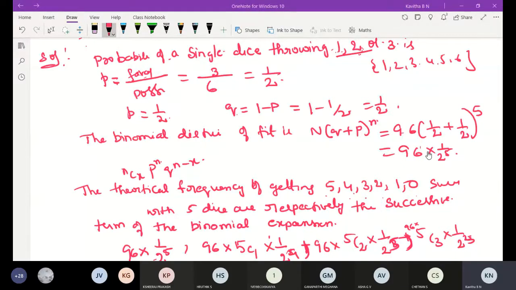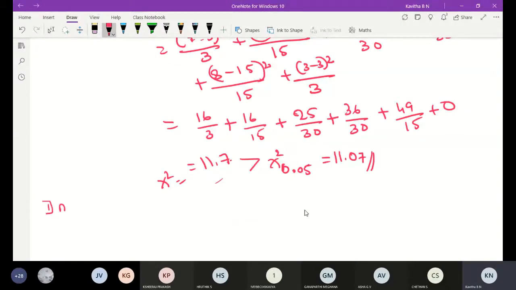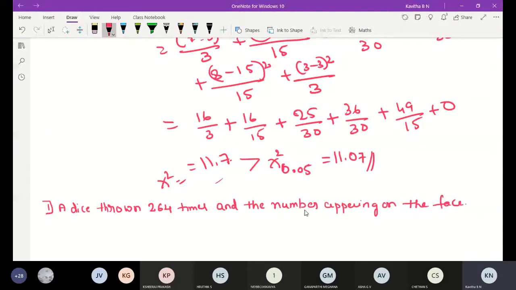Then take down the problem. A dice is thrown 264 times and the number appearing on the face of X follows the following frequency distribution.